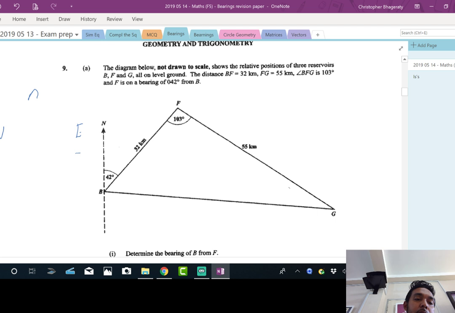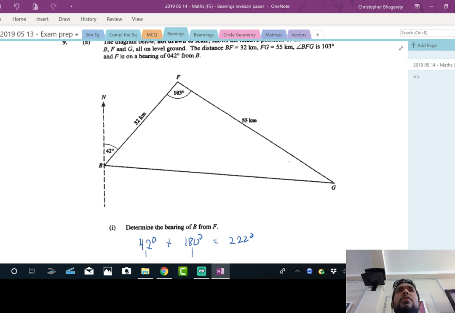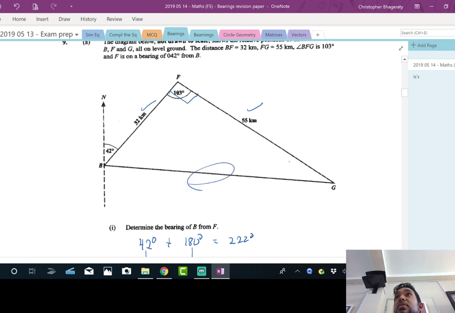Take off all the annotations. The question asks for the distance BG, which is that distance there. What kind of shape is this? It's a triangle. Is it a right angle triangle? No, it's not. So we can't use Pythagoras' theorem. If it was a right angle triangle, the square of the hypotenuse would be the sum of the squares of the other two sides, but we can't do that.